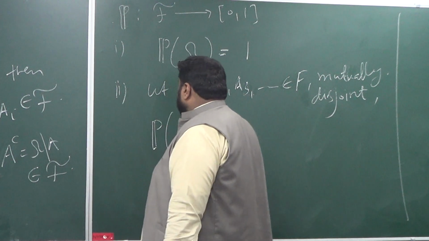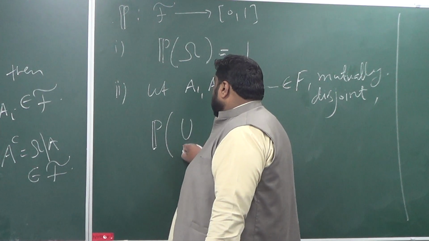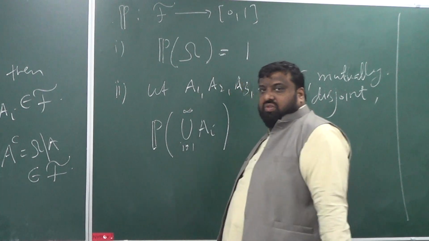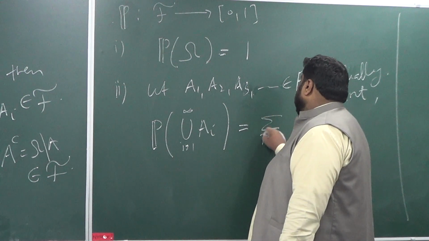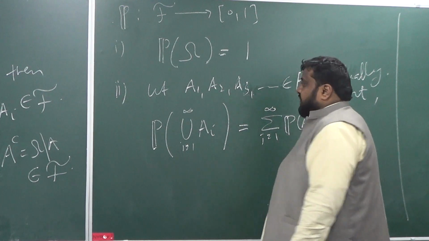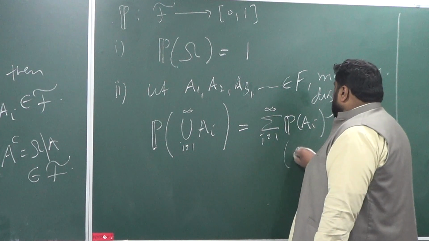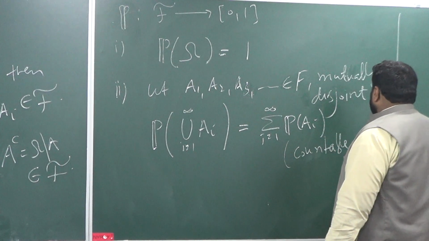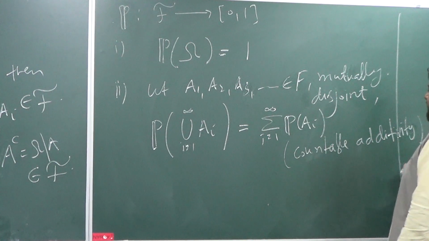In other words, if they are disjoint pieces of information and you want to compute the probability of their union, their combination, then it must be the same as the sum of the probabilities, i from 1 to infinity, of the probability of A_i. So this property is called countable additivity. I'll talk more about it. It's very intuitive when we will define the Lebesgue integral.